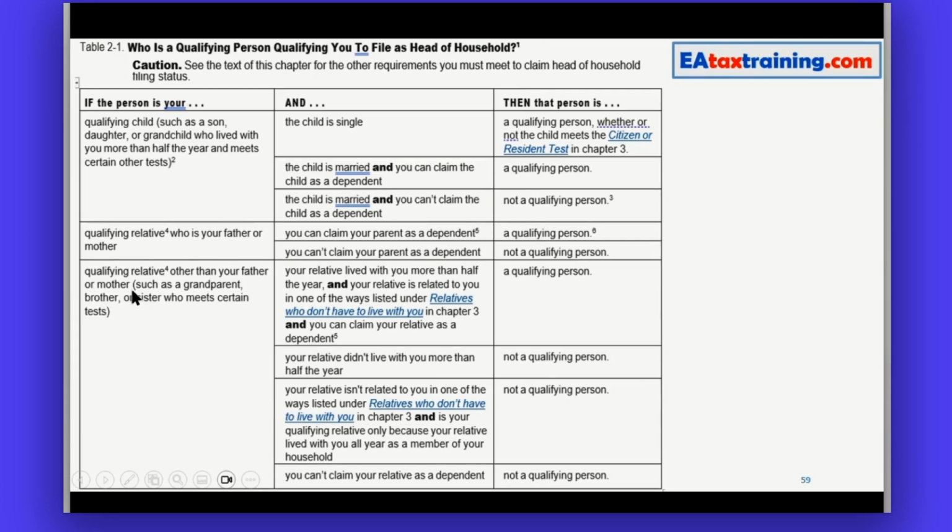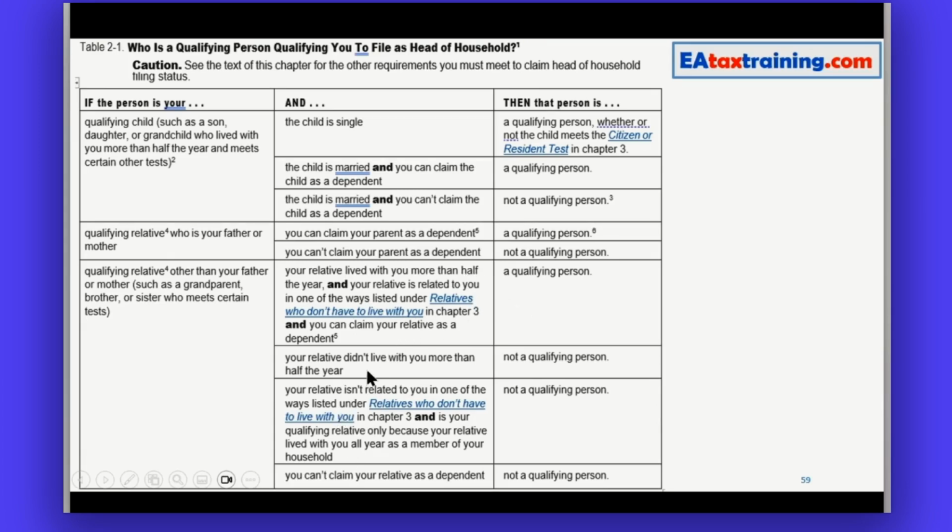If the qualifying person is some other relative other than your mother or your father or a child, then if they lived with you for more than half the year and they are related to you in this special way, they're on this special list that we're going to talk about later. The list is called relatives who don't have to live with you. That's just a name for the list. Don't get hung up on the don't have to live with you part. So if they lived with you for more than half the year, they're on this list, and you can claim them as a dependent, then they are a qualifying person.